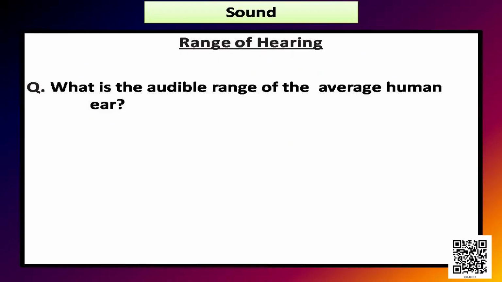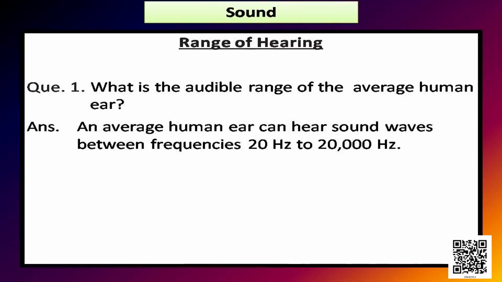The first question says, what is the audible range of the average human ear? I hope you understand this question and I know you know the answer. So what should be the answer? The audible range of the average human ear is from 20 Hz to 20,000 Hz. Okay?